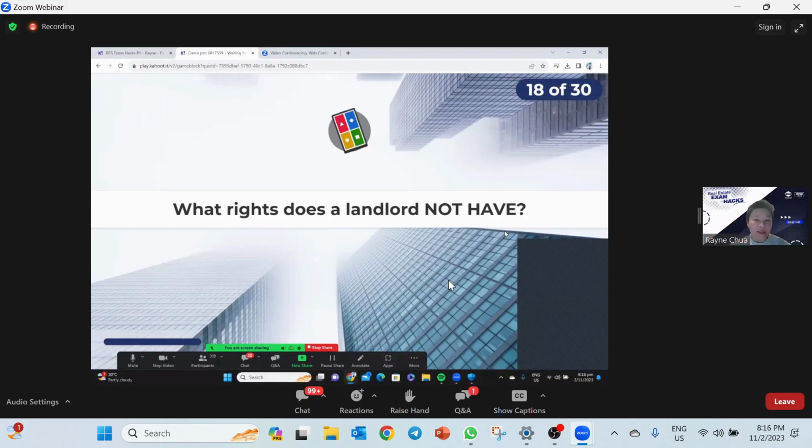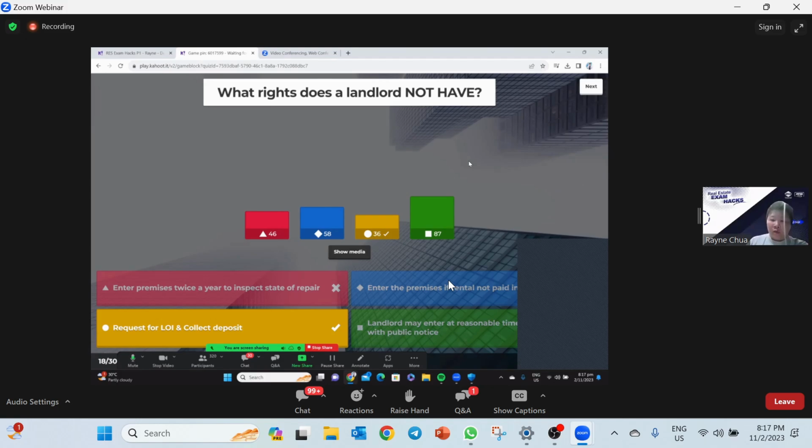What rights does a landlord not have? Just to let y'all know what kind of rights the landlord has. The landlord should be able to enter the premises at least twice a year to inspect the state of repair, if they want to exercise that right. They can enter the premises if rental is not paid in 30 days. And the landlord may also enter at reasonable times to comply with a public notice. So these three items are the rights of the landlord. They can actually do so.